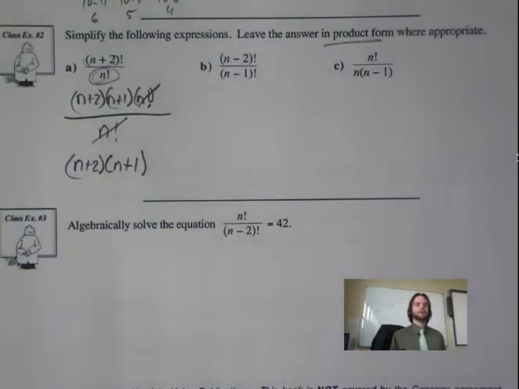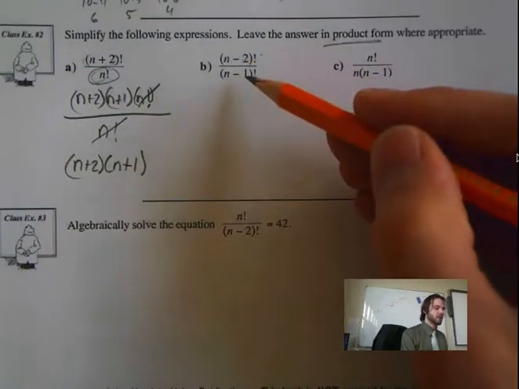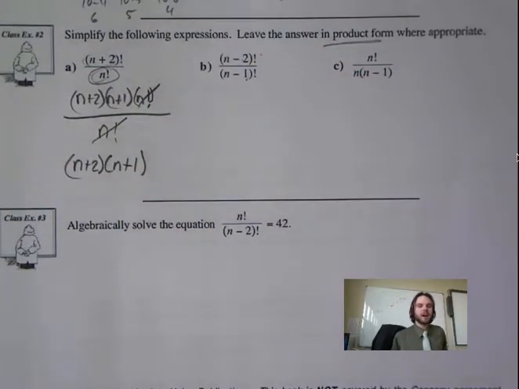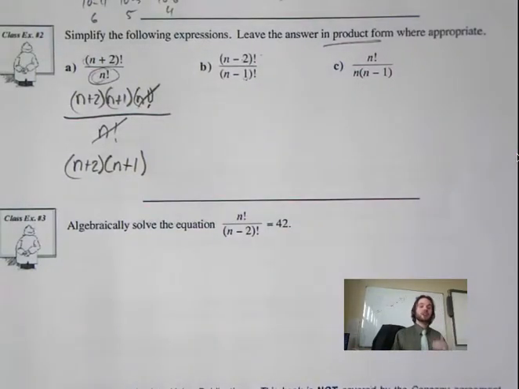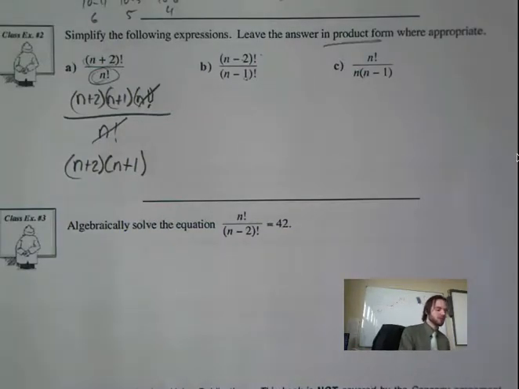Let's take a look at b. Which one of these is bigger, n minus 2 or n minus 1? Well, if n is 5, 5 minus 2 is 3, and 5 minus 1 is 4. So actually, the denominator is bigger in this one, not the numerator.